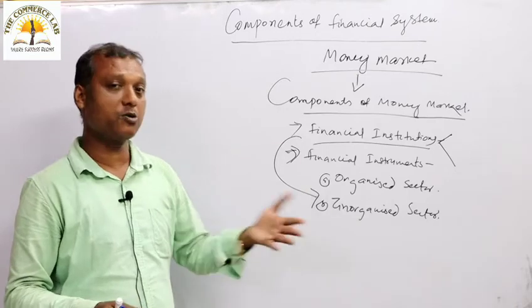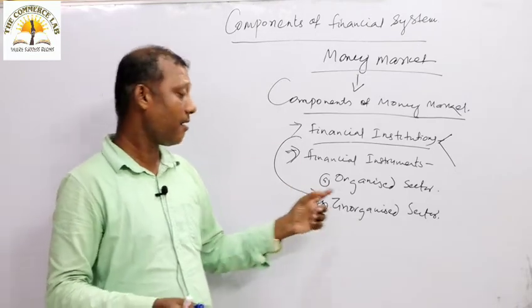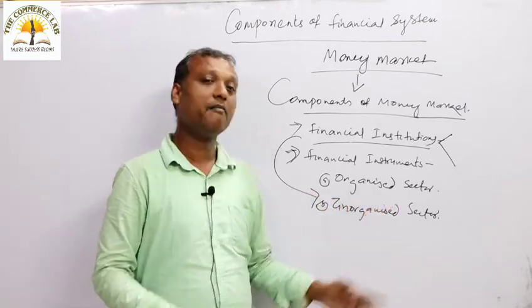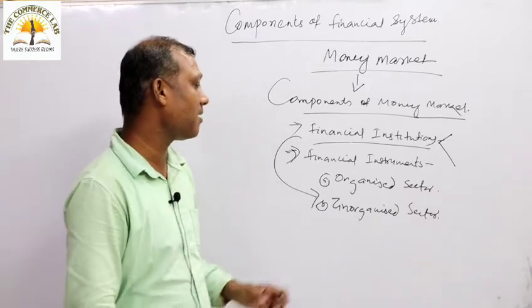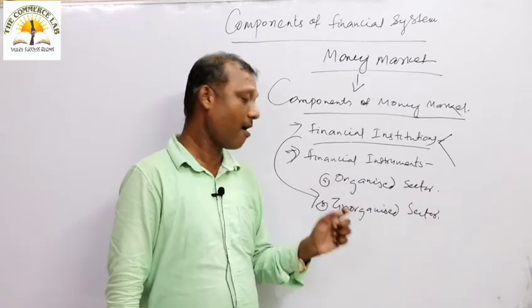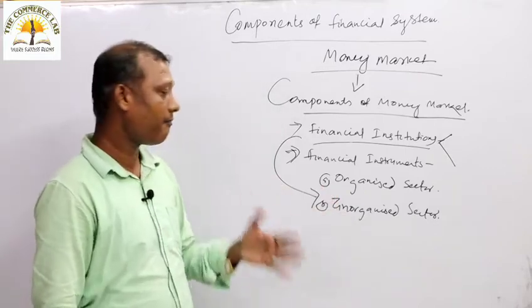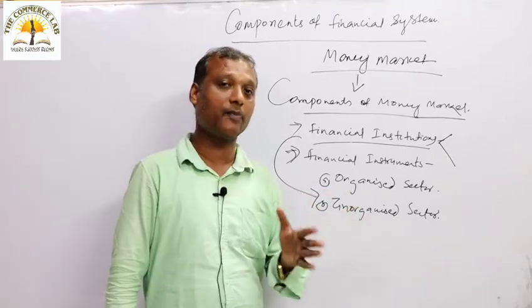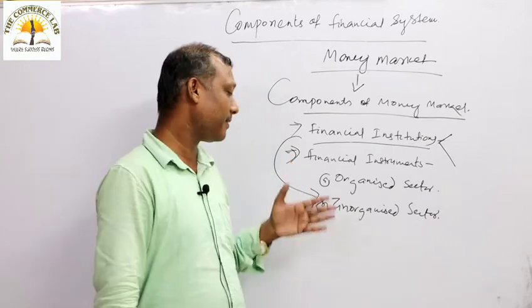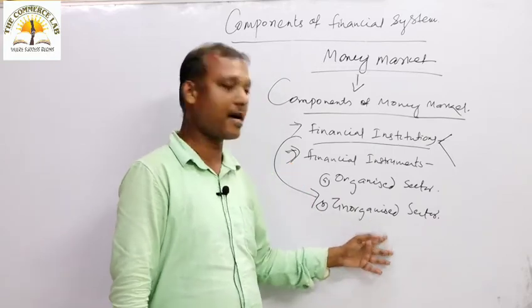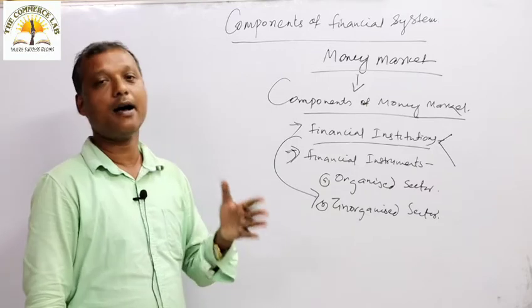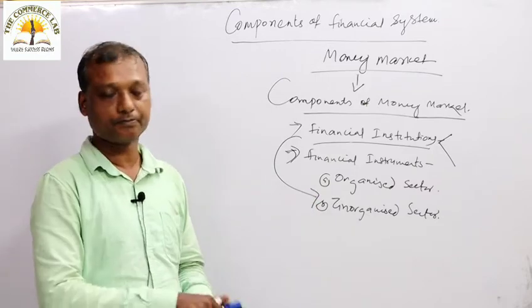There are many points to justify the distinction between the organized sector and the unorganized sector. But the basic point of distinction lies in the fact that the activities of organized sectors are directly controlled by the central bank, that is RBI, but the activities of unorganized sectors are not controlled by the RBI. This is the point of distinction.